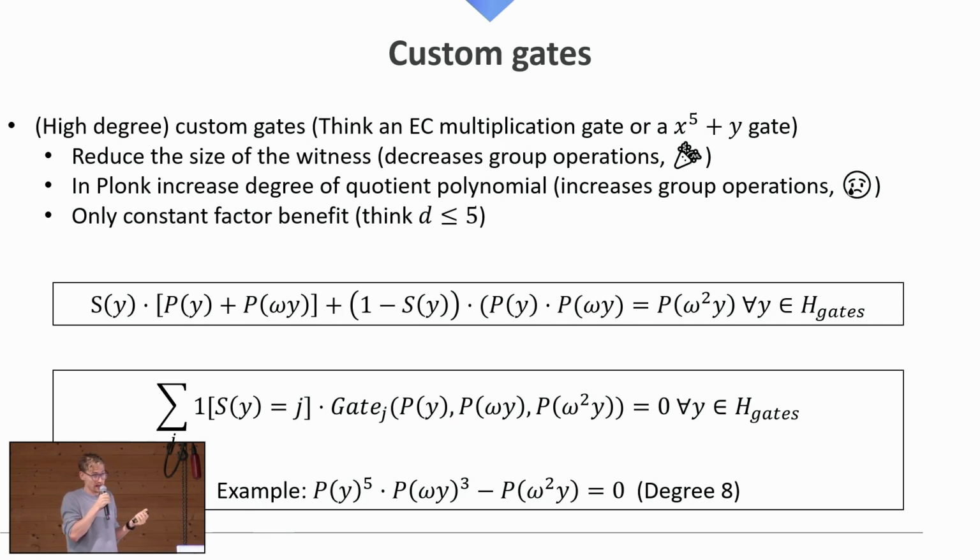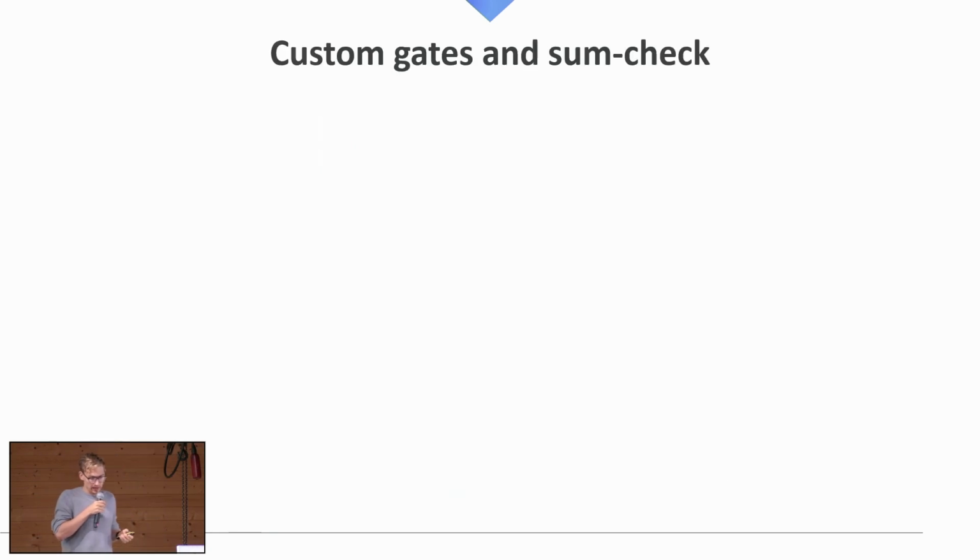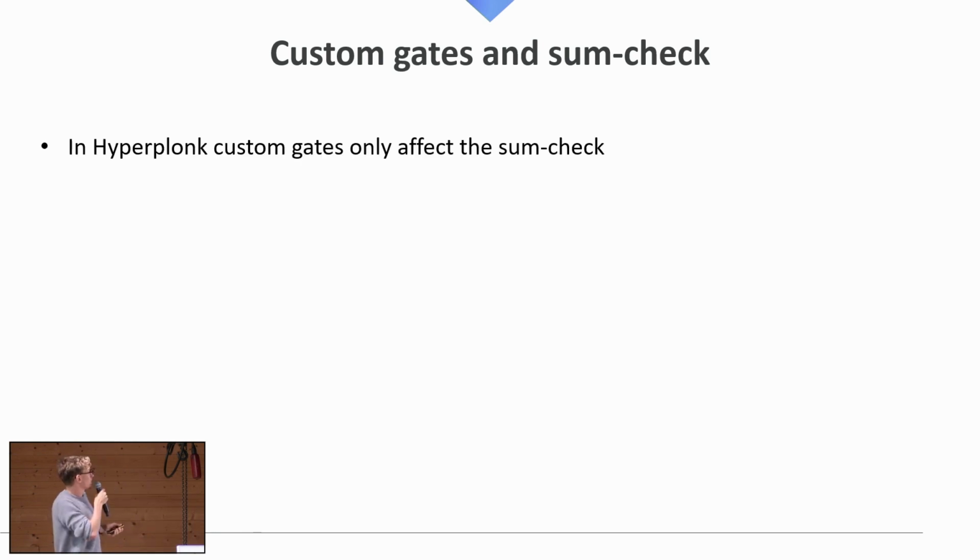So that's good. Unfortunately, in Plonk, though, there's this quotient check, and you have to trust me here that it increases the degree of the quotient polynomials, which on the other hand increases the number of group operations. So basically, it gives you something, but it also takes something. And in effect, what this means is that Plonk only really works for custom gates up to a factor of 5. I'll do 2 more slides and then I can stop.